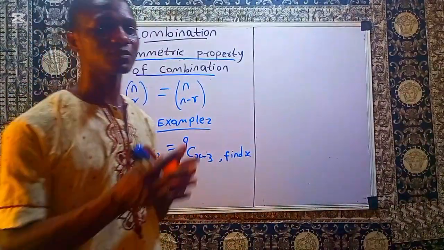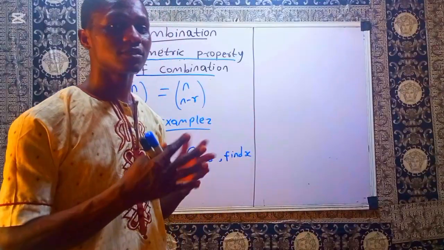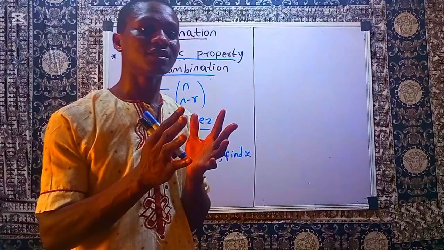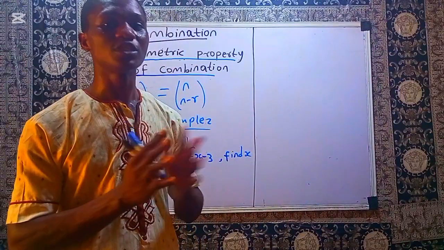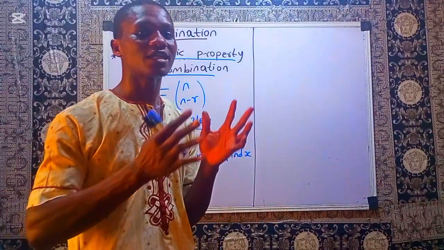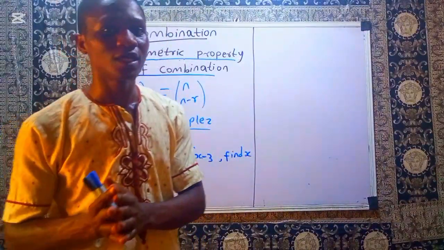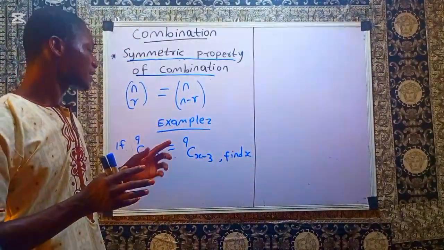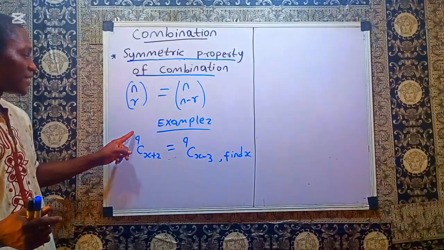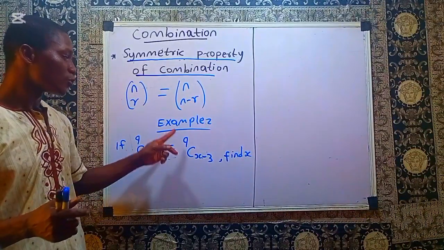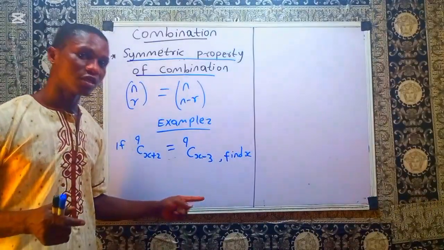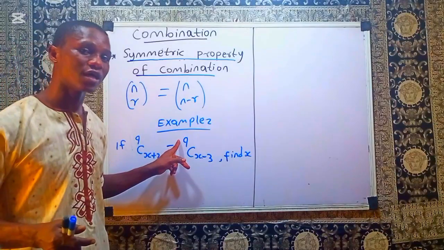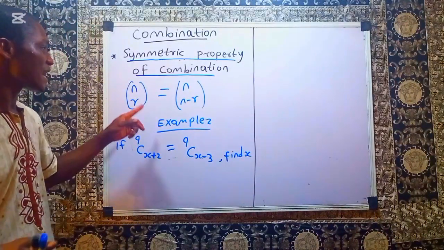So how do you know that this problem is talking about the symmetric property of combination? You have two combinations that are equated, which means the first one is equal to the second one, and you observe that your n is the same in both of them. So like in this example I have here, I have 9 combination x plus 2 equal to 9 combination x minus 3. What you have up here is 9, and what you have up in the second combination is also 9. So in this case, n is what?